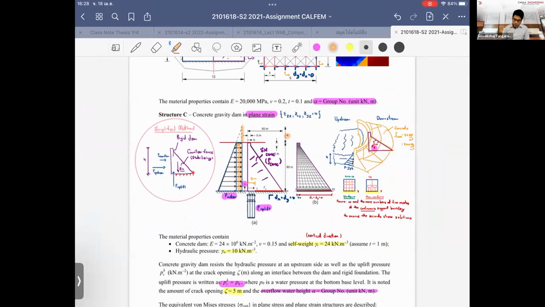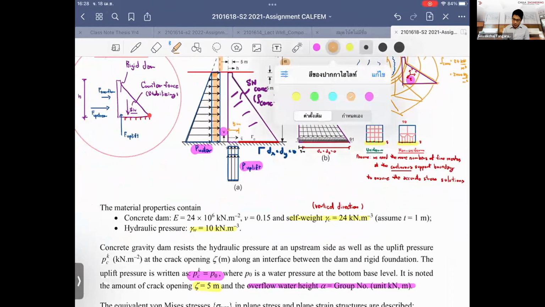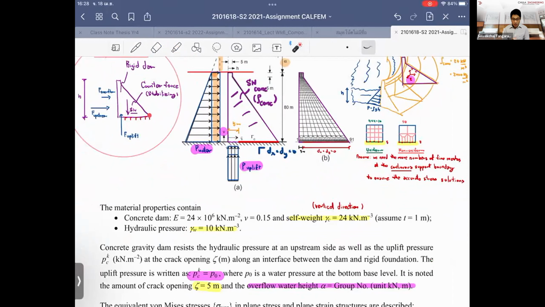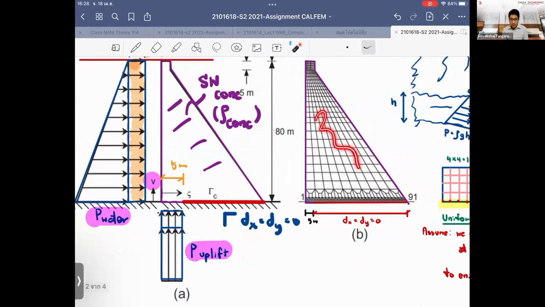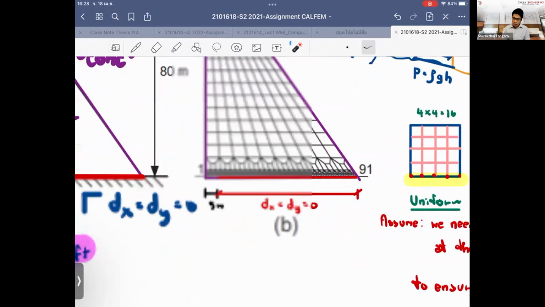What the problem asks is that you analyze, you model the dam, you apply all the force, and don't forget the resisting force here. Why is it important? And you find out how much displacement uplift there is at the corner and the stress distribution in the dam. So this is the third problem, and this is the most difficult one. The most difficult part is how you model them and how you make this run with automatic mesh generation.